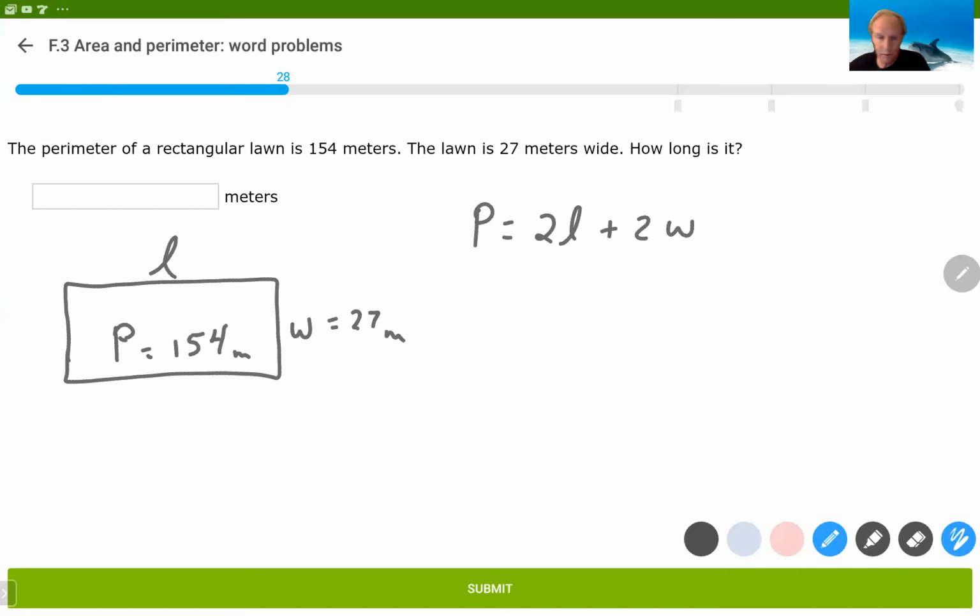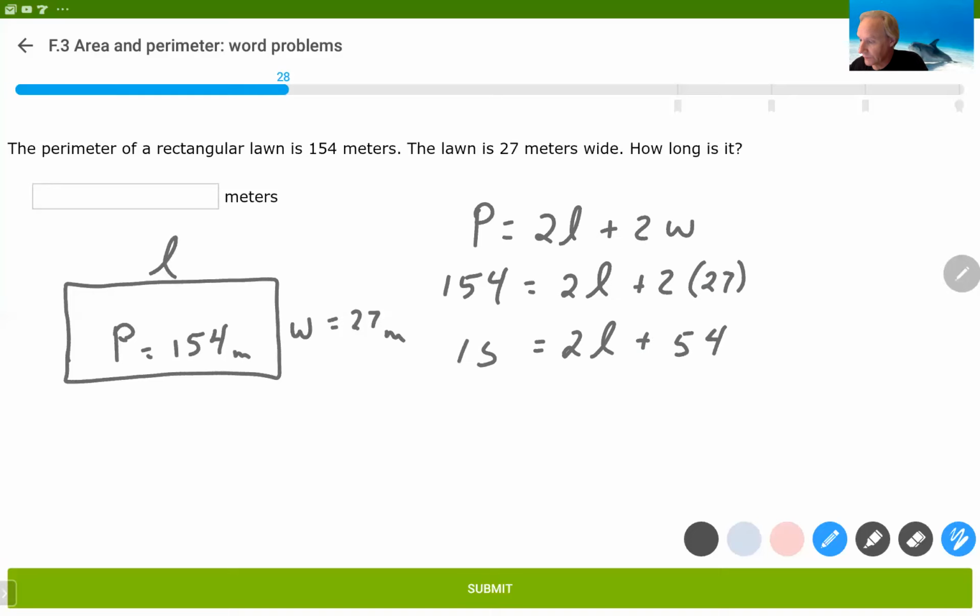And then we substitute, sorry, move this out of the way. There we go. We substitute inside parentheses. My perimeter is 154. 2L plus 2 times W is 27. I don't need the parentheses around the 154. Then we simplify. So we have 2L plus 54, that's 2 times 27, is equal to 154.